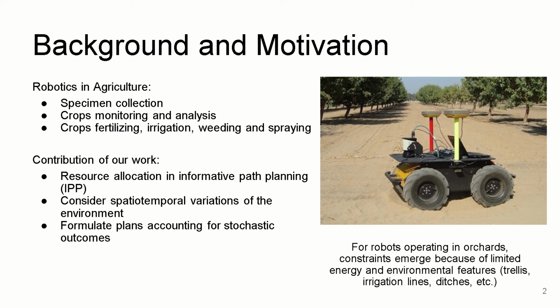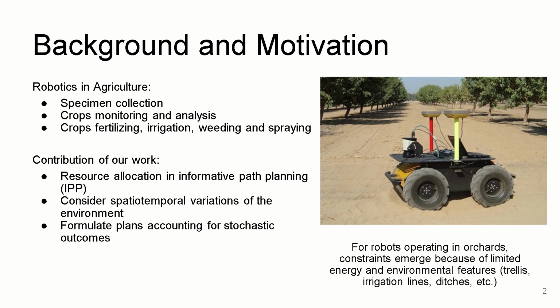So here the challenge is that for the robot operating in orchard, the constraint emerges because of limited energy. So the robot has a battery and it cannot go further when it runs out of energy. And also there are some environmental features which affect the robot's performance, like irrigation lines, ditches, trails.